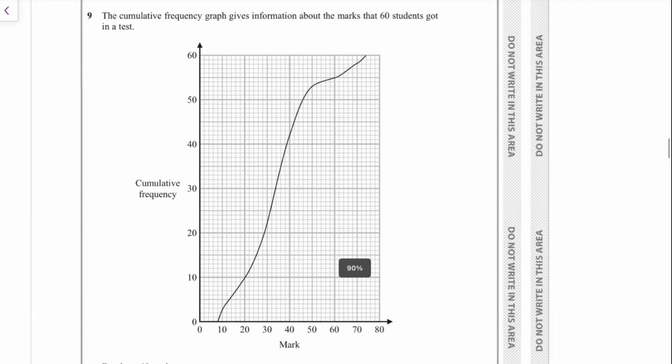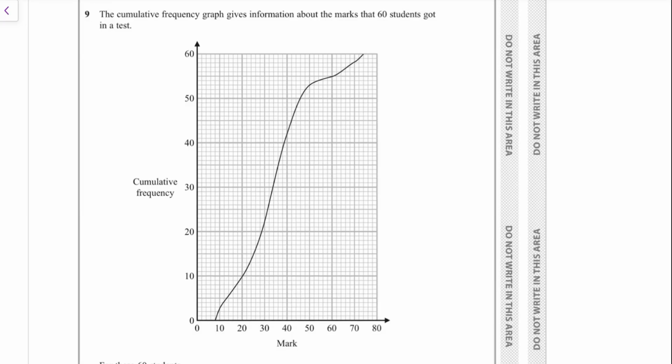Next question. Cumulative frequency. The cumulative frequency graph gives the marks of 60 students. The important thing about this is how many are there? In this case, it's 60. So therefore, I can think about things like what the median is. The median is the 30th person, etc.